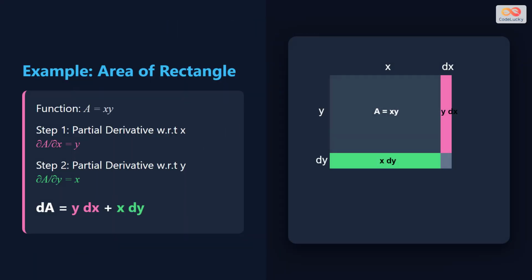Let us try a simple example using the area of a rectangle, where area equals x times y. If we increase x by a tiny bit and y by a tiny bit, how does the area change? Using our formula, we get y times dx plus x times dy. Geometrically, this corresponds to adding two thin strips to the sides of the rectangle.